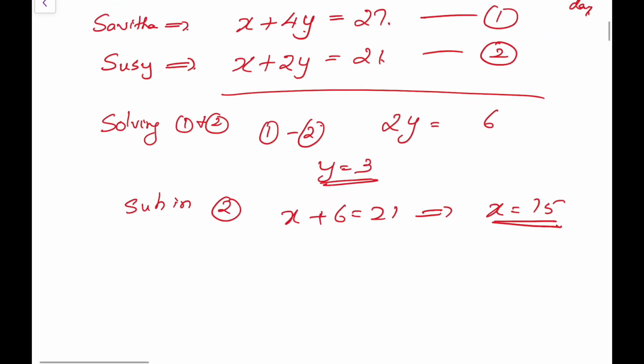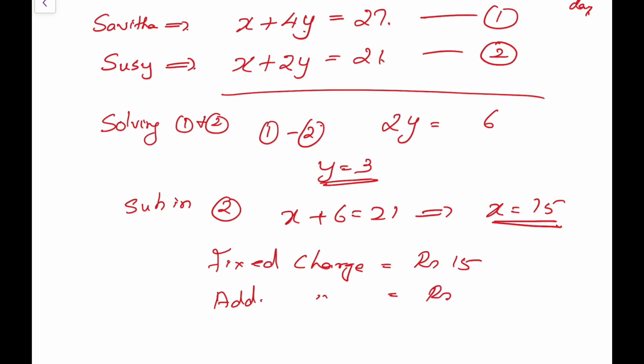So once you get x and y, you cannot leave it like this. You have to write it separately. Fixed charge is x equal to rupees 15 and additional charge is rupees 3.